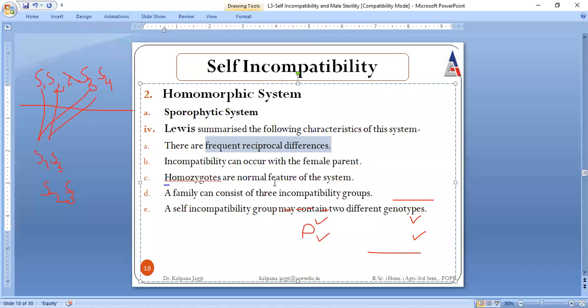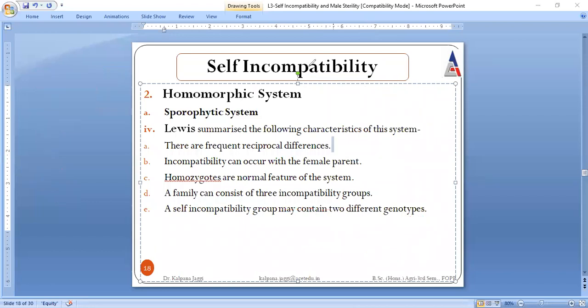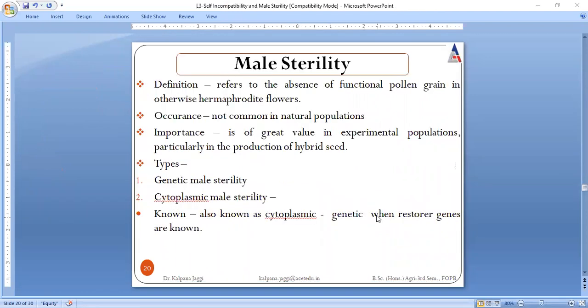Homozygosity is the normal feature, and a family can consist of three incompatible groups. And a self-incompatibility group further consists of two kinds of different genotypes. So this is what self-incompatibility is about, where functional pollen grains are not capable of fusing, or not capable of setting the seed. This is all about self-incompatibility.